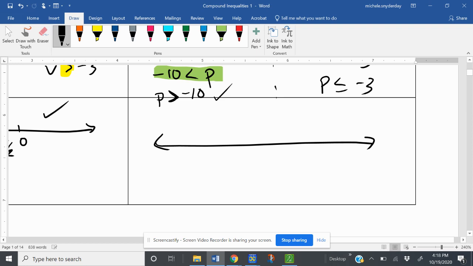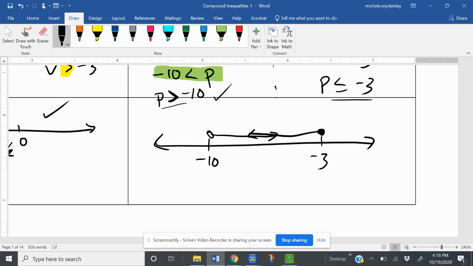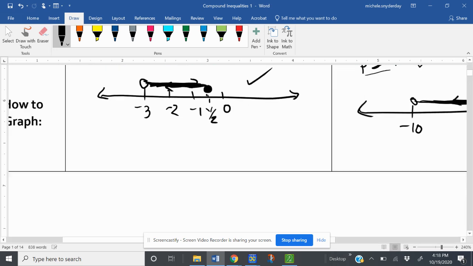Negative 10 comes quite a ways before negative 3. This one says p is greater than negative 10, so an open dot, and going towards the positive numbers, that's where things are getting greater. This one says p is less than or equal to, so we have a solid dot, and the numbers are getting less than, going this direction. Once again, we have the two dots and their intersecting section in between. So that's the way most inequalities that are ands are graphed.